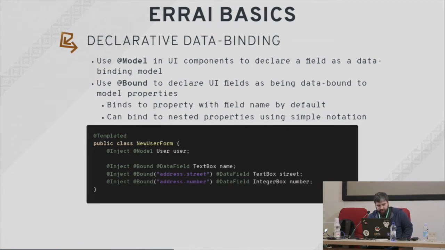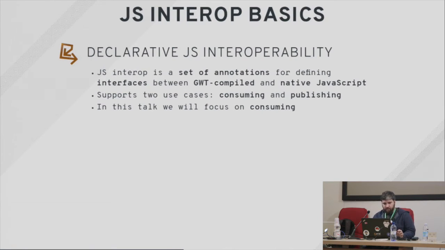And importantly, all of this data binding is type safe. Our name property was a string, and so we've bound it to a text box. If we were to try and bind that to an integer box, that would be a compile error. Similarly, the street would have to be a string, and this address.number would have to be an integer. Otherwise, these would also cause compile errors.